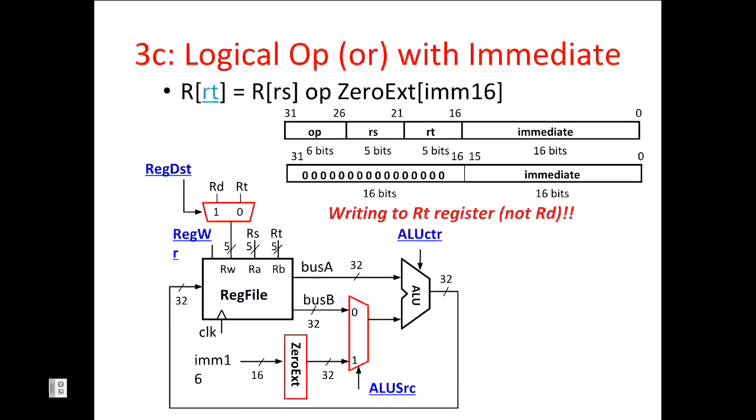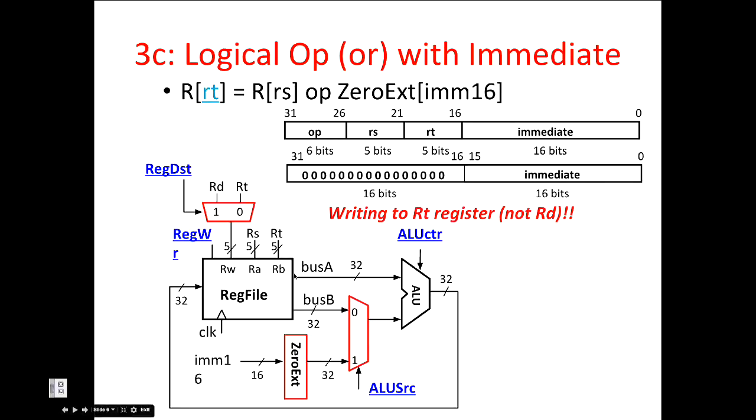Now, if we're looking at the logical OR with immediate instruction, ORI, the way ORI works is it has 2 registers and an immediate field. So what do we have to do here? We're going to go to the reg file to read some value, and that value is specified by RS. So we have RS going into RA. Since RS is going into RA, on bus A we're going to get the value stored in the register specified by RS. So far, so good.